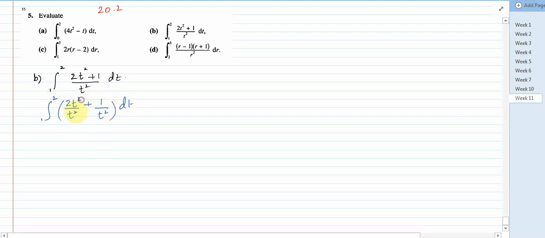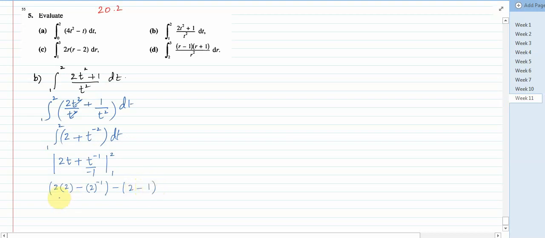So t square and t square cancel, so it's 2 plus this t square shifted to the numerator as t power minus 2. Alright, dt, and the integration limits are 1 to 2. Now the function is ready to integrate, so the integral of 2 will be 2t plus the integral of t minus 2, it's t minus 1 divided by minus 1, and the limits are 1 till 2. Alright, if we apply the upper limit, instead of t it's 2, plus minus minus t is 2 to the power minus 1. That is my upper limit, minus lower limit, it's 2 minus 1.